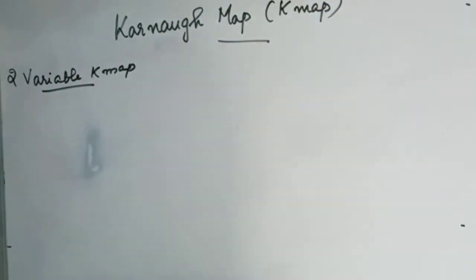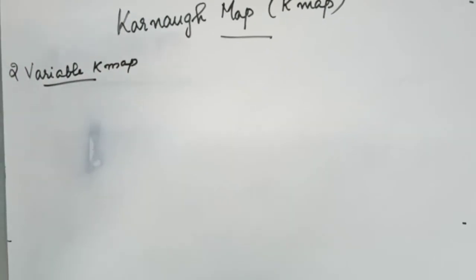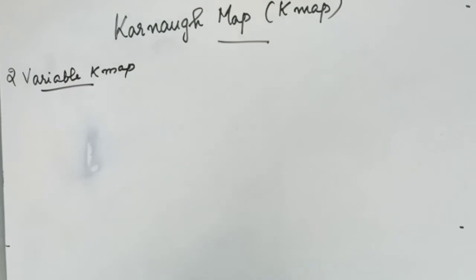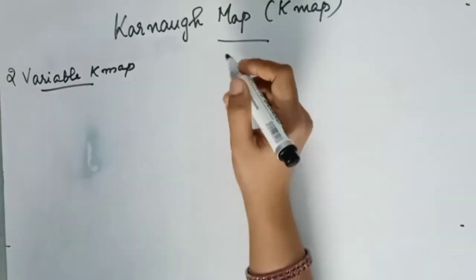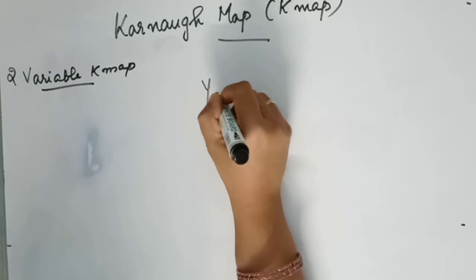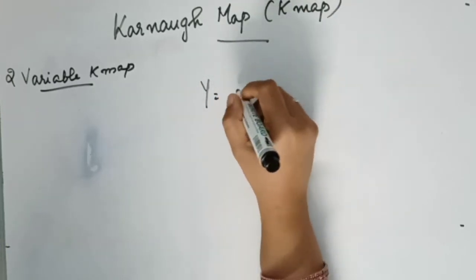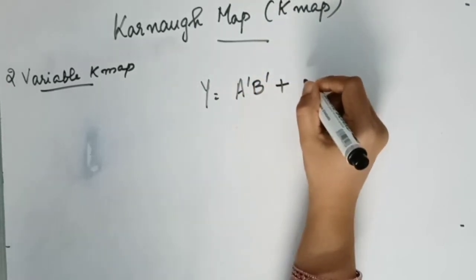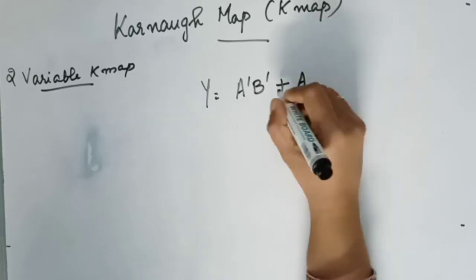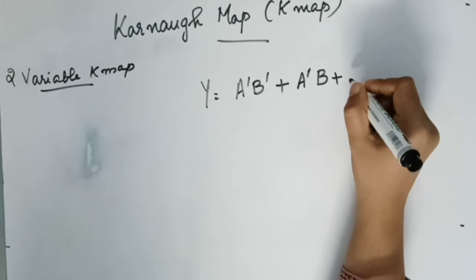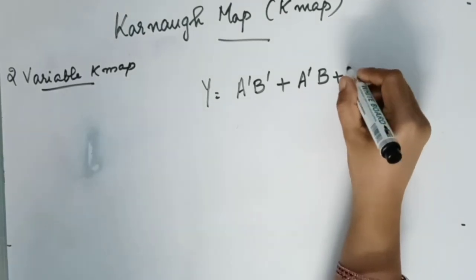So we have discussed how to simplify Boolean expressions in order to reduce the number of gates. Suppose you have an expression, say y equal to, where y is a function, a bar b bar plus a bar b plus a b bar.